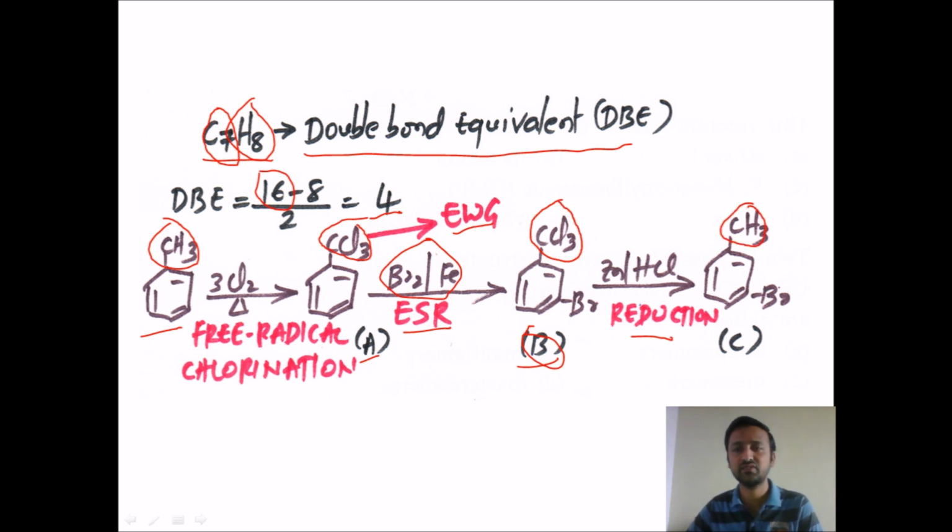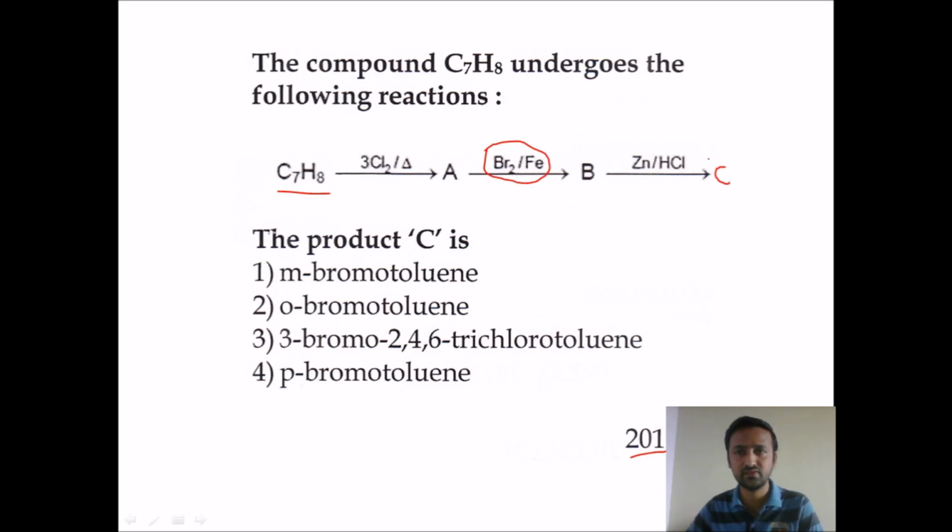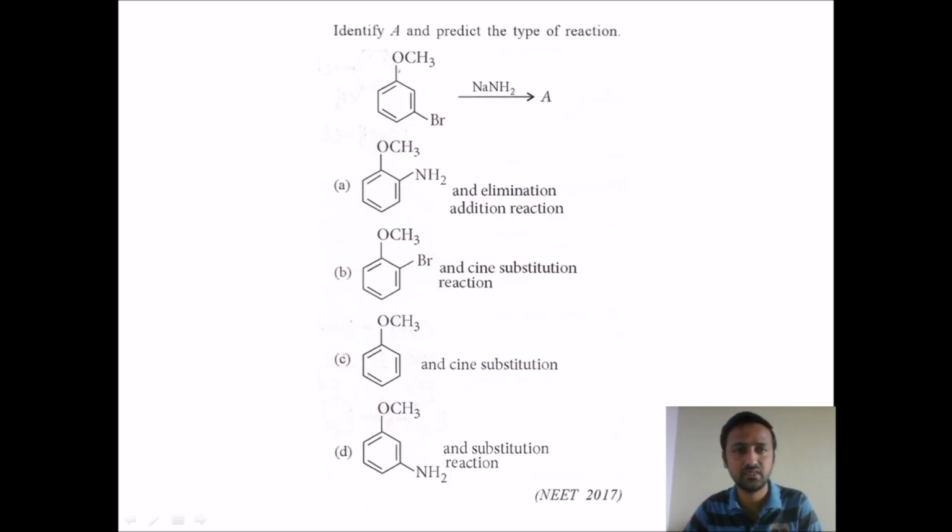So we'll get formation of meta-bromotoluene. So that is the compound C given in the sequence of reactions. So the right answer, C should be meta-bromotoluene. Okay, next one now.